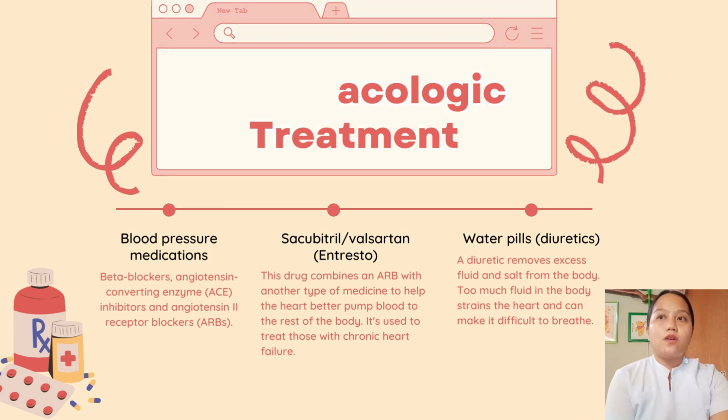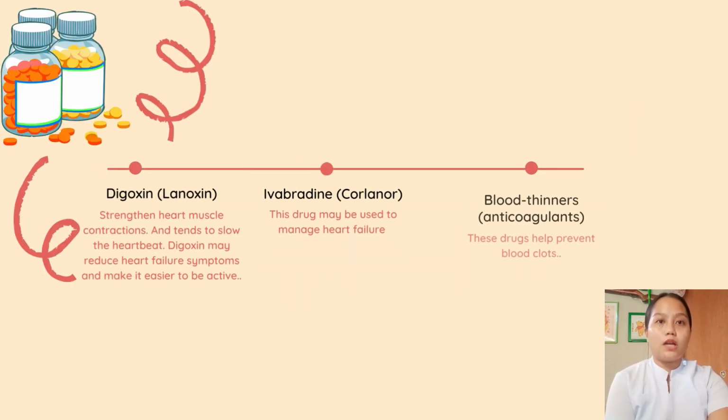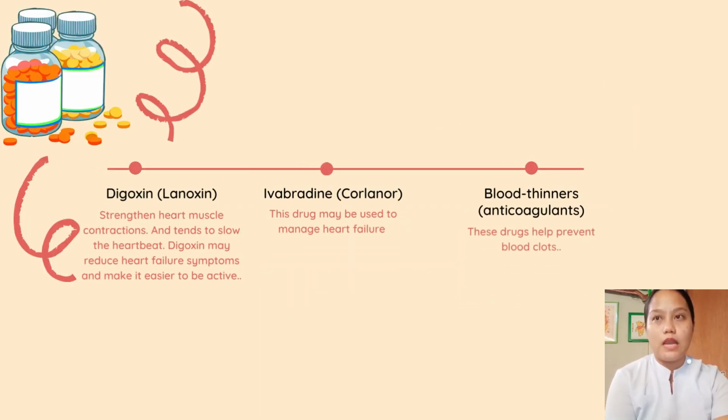Next is digoxin. Digoxin or lanoxin. This drug can strengthen the heart muscle contractions, and it also tends to slow the heartbeat. Digoxin may also reduce heart failure symptoms and make it easier to be active.